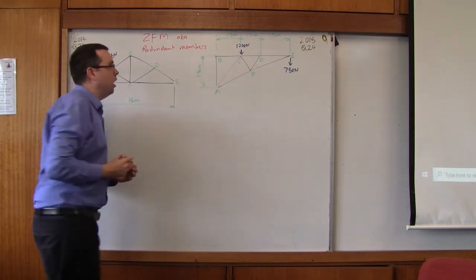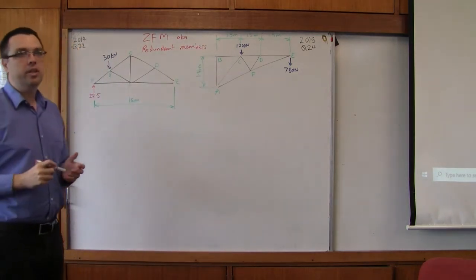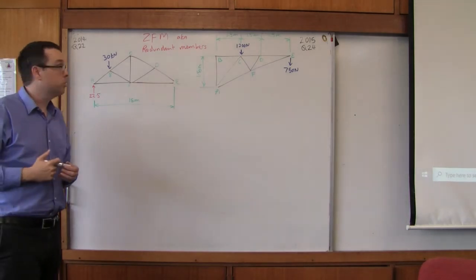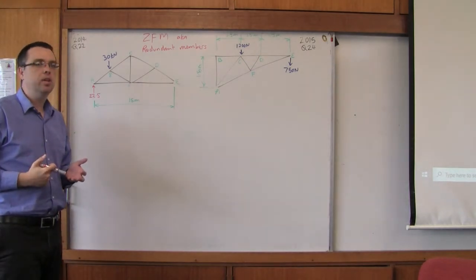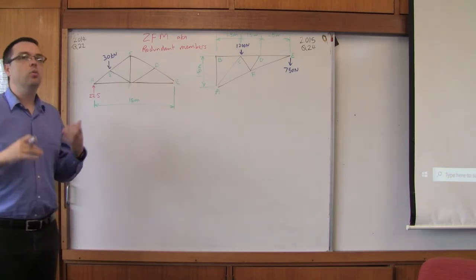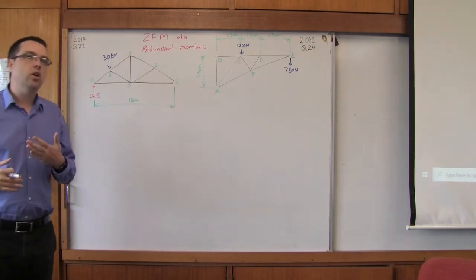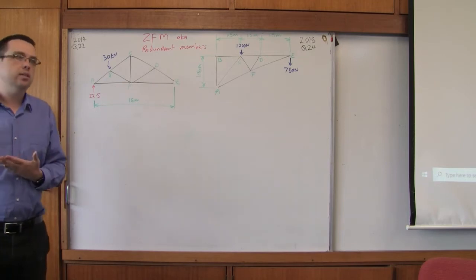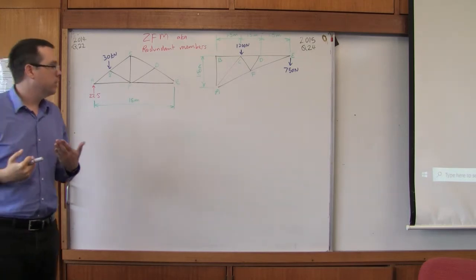Now, we've talked a little bit previously, at least with this class, about why we have redundant members. The main reason is that they're not redundant in every case. They're only redundant in some load cases. That's the main reason we have redundant members.